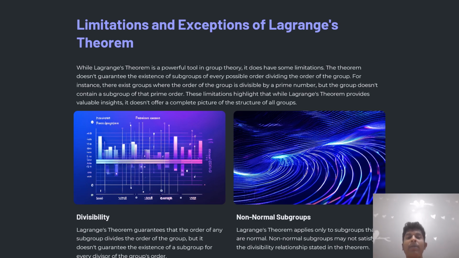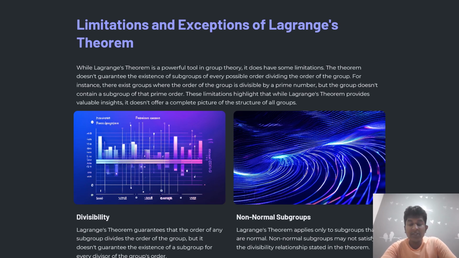Limitations and exceptions in Lagrange's theorem. While Lagrange's theorem is a powerful tool in group theory, it does have some limitations. The theorem does not guarantee the existence of subgroups of every possible order dividing the order of the group. For instance, there exists a group where the order of the group is divisible by a prime number, but the group does not contain a subgroup of that order. These limitations provide valuable insights. It does not offer a complete picture of the structure of all groups.